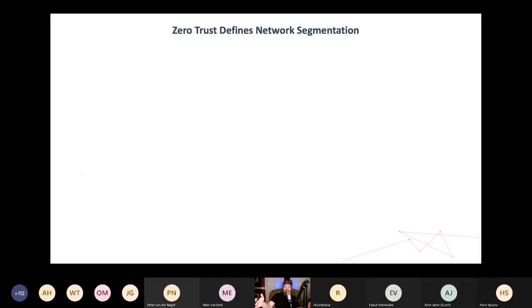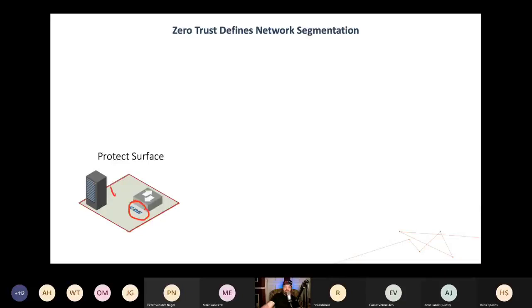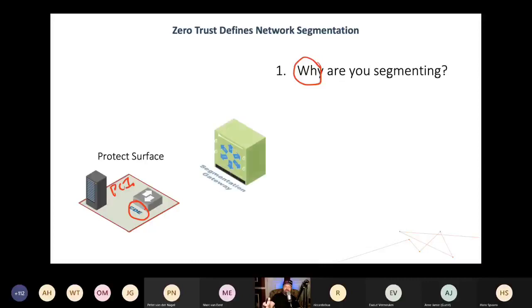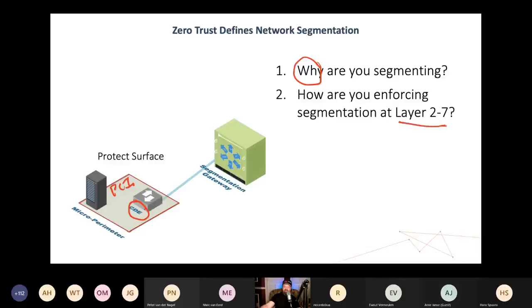Now, Zero Trust defines network segmentation. So a lot of you are doing that. The first thing you need to understand if you're going to segment a network is what are you trying to protect? Again, this is a cardholder data network, so PCI is our DAS element that we're going to protect. This tells us why we are segmenting. The only reason to segment a network is to protect something. There is no other reason to do it. So once we do that, we're going to connect a segmentation gateway to the protect surface to define a micro perimeter so that we can enforce the segmentation at layer 7 policy. A segmentation gateway is a gateway that segments networks layers 2 through 7 based upon users, applications, or data.